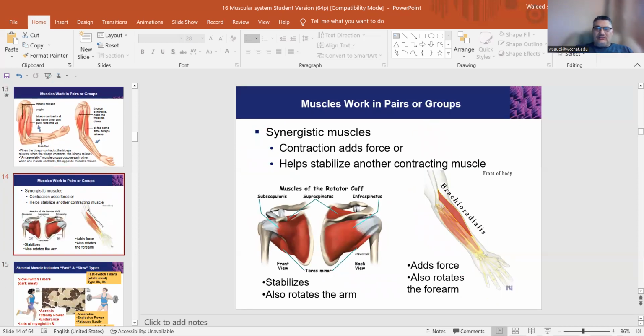Here is the synergist, a muscle that contracts to add force or help stabilize another muscle. So it's basically supporter, helper. It contracts to add force, like this. When I contract, I'm adding force. It's not only the biceps, there is brachialis underneath that's adding force. In some cases, it will stabilize another muscle for me so that I can contract.